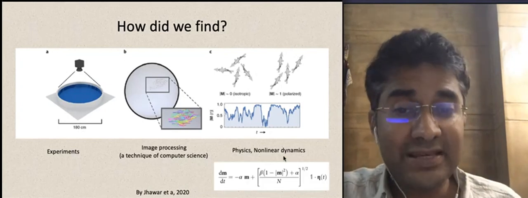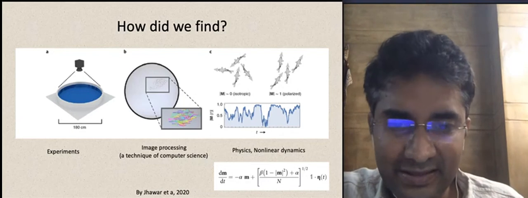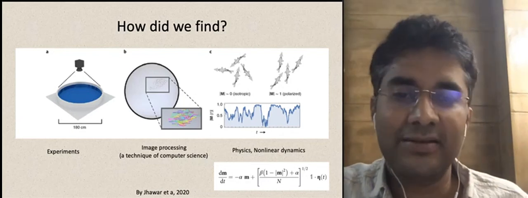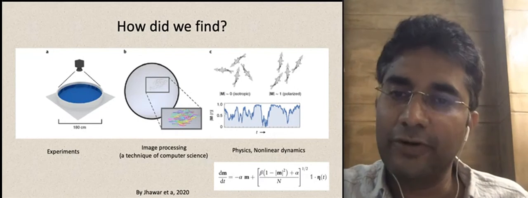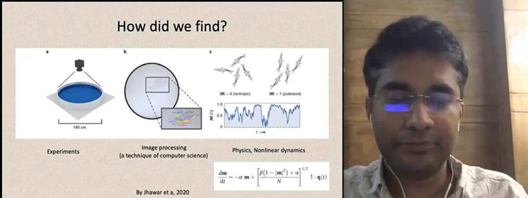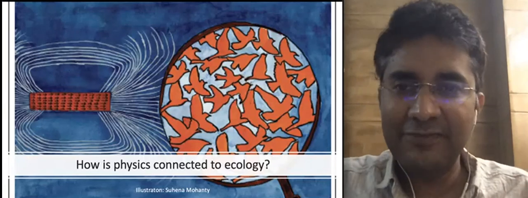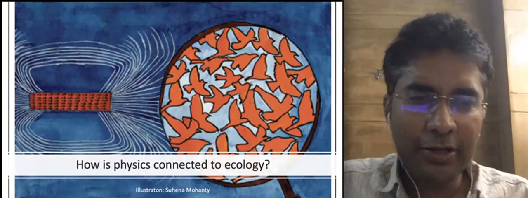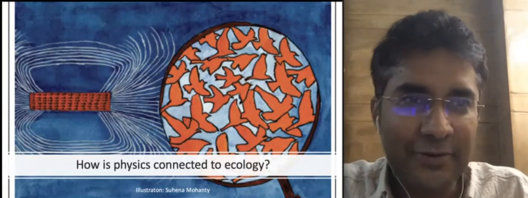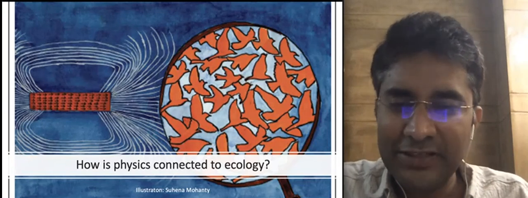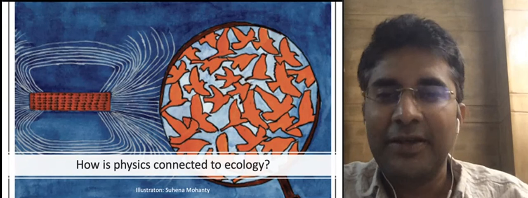And what we do is, just like physicists construct equations of motion of particles, we have constructed equations of motion for fish movement. And that might seem very surprising. We began with ecology, organisms, and I'm now talking about physics. How does it make sense, right? So one may wonder, how is physics connected to ecology?